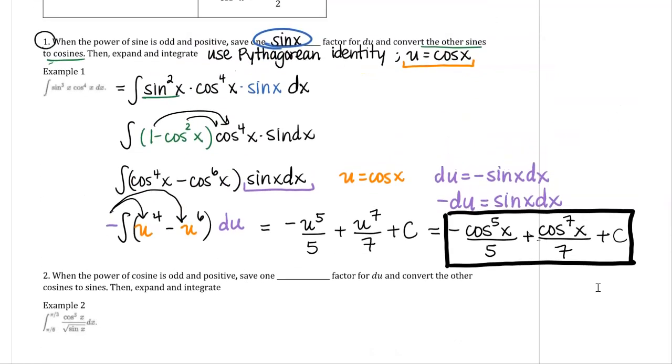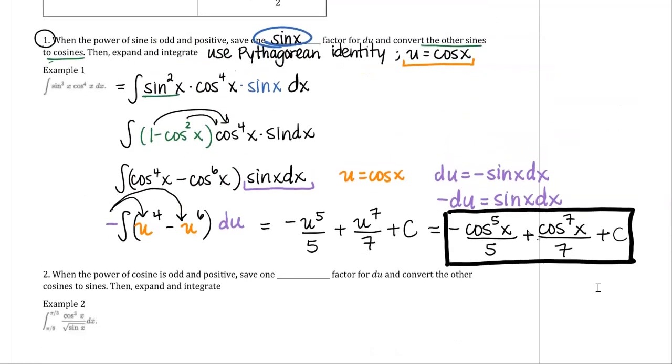Keep in mind that these techniques are specific to the parity of the degrees. Parity just means whether it's even or odd, because if sine had not started off odd, then it would not have been even when we saved one, and then we would not have been able to use a Pythagorean identity. Make sure you're paying attention to the parities, because the parities of the degrees are what's going to determine how you're going to go about that problem.